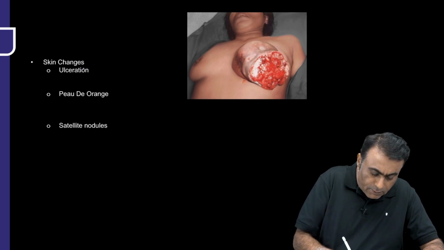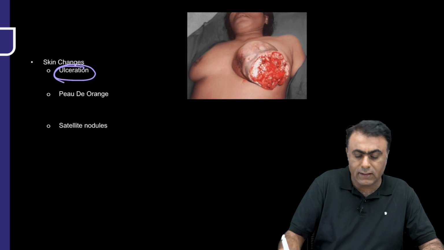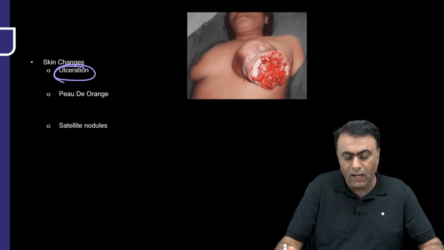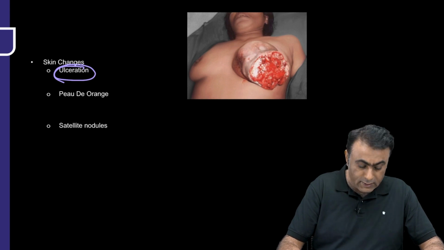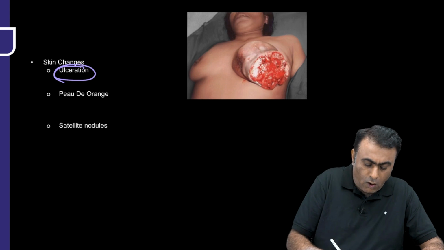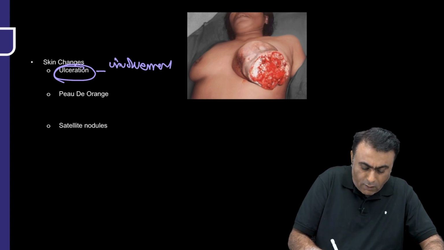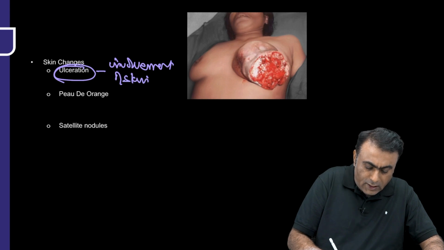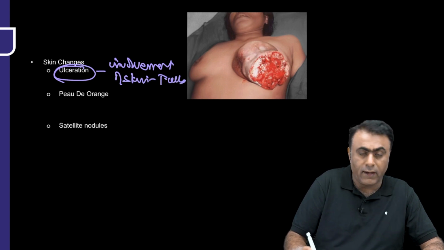First of them can be ulceration of the overlying skin. Here we can see an image of an ulcerating, fungating mass due to a breast cancer. Ulceration of the skin is because of infiltration of the skin or involvement of the skin by the tumor cells.